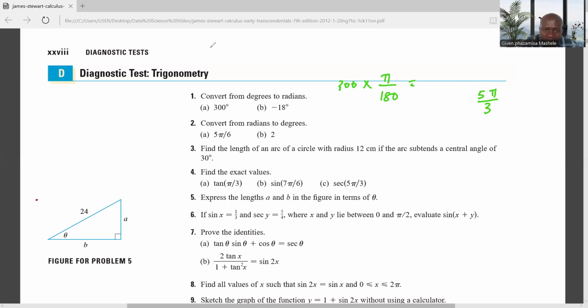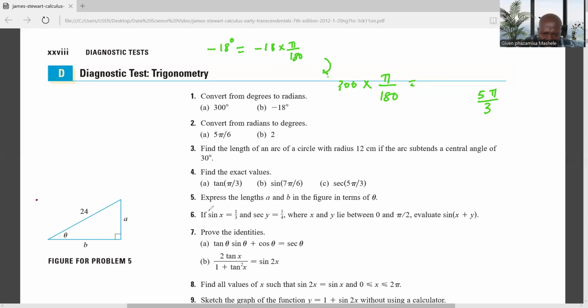Then how about minus 18 degrees? Usually a negative angle, we convert it to a positive. But if it's like this, it's going to be minus 18 multiplied by pi over 180. A negative angle is the one which is measured clockwise, so we can also consider the anti-clockwise one. So it's still the same thing. You see, it's the same as what you have learned.